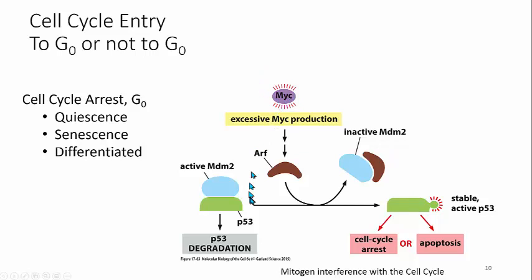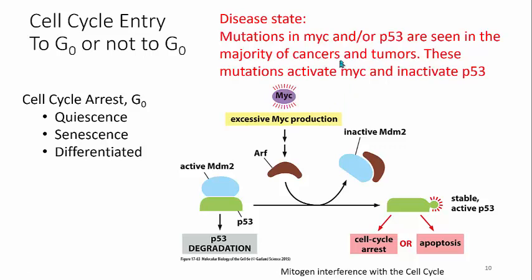Mutate either MYC or P53, and this leads to a cancer state in many cases. In fact, most cancers have both MYC and P53 mutations. They also typically overproduce those mutated forms of those two proteins. Those mutations usually activate MYC or they inactivate P53. When P53 is inactivated, MYC actually helps to further propel the cell into the cell cycle.